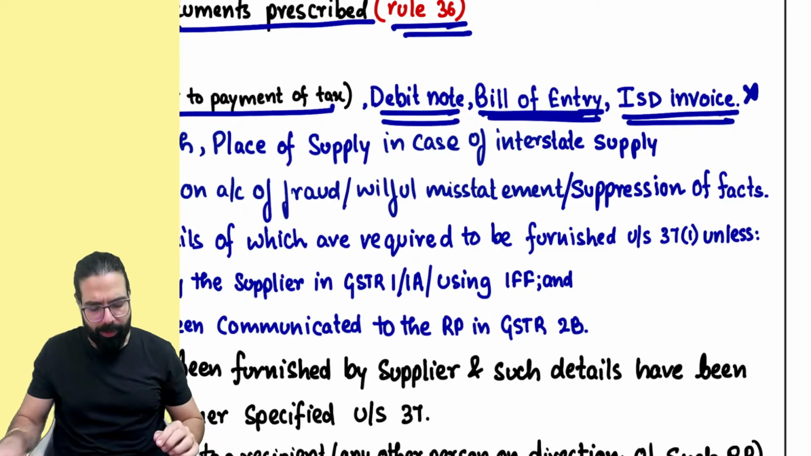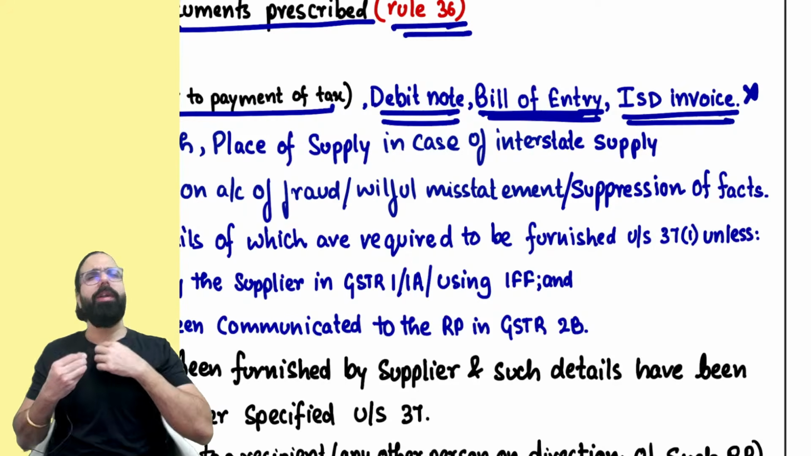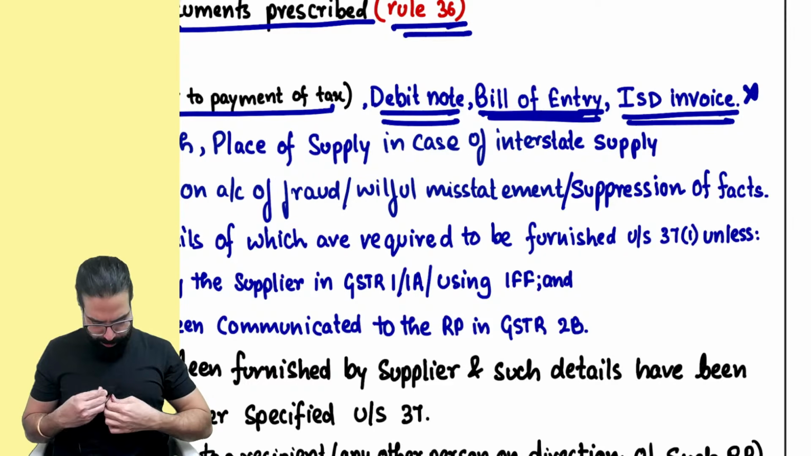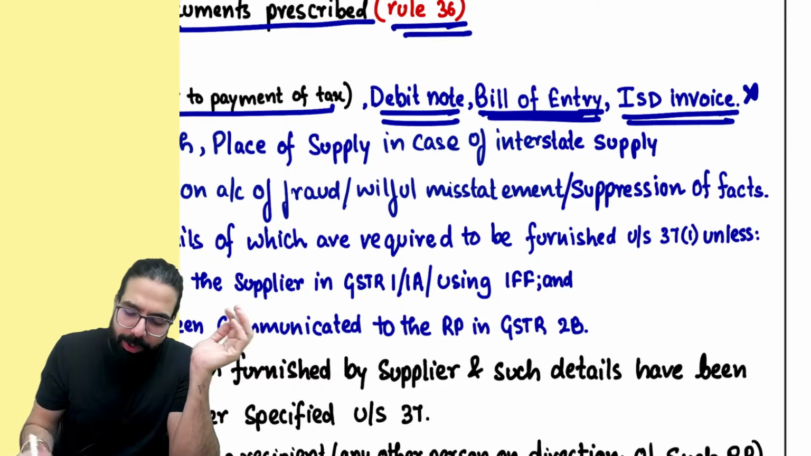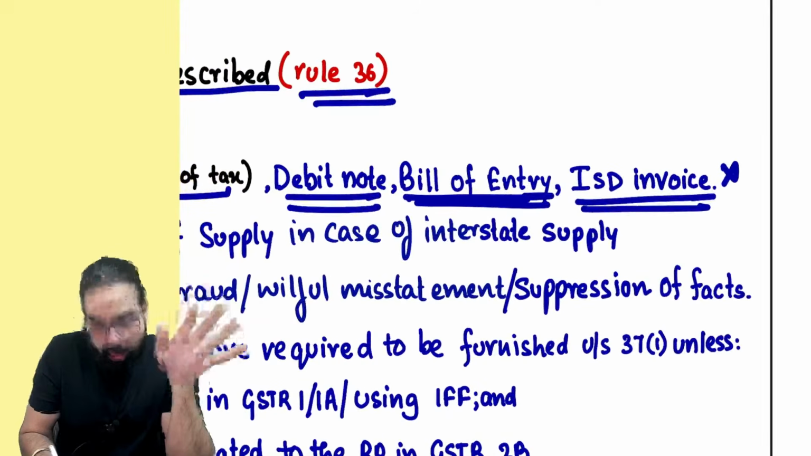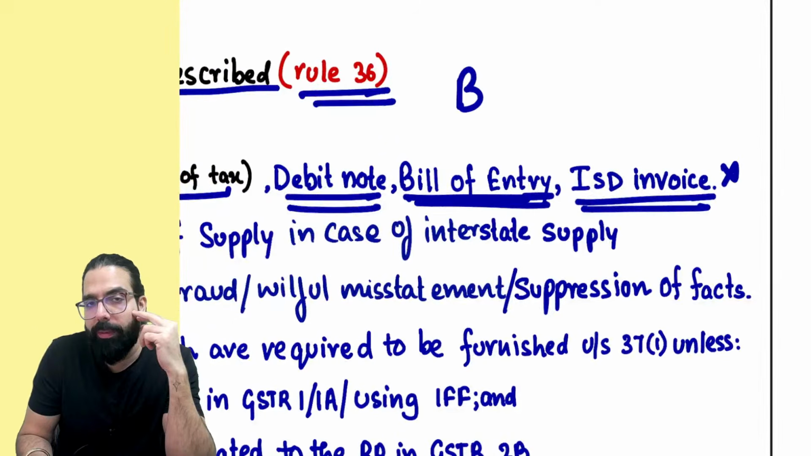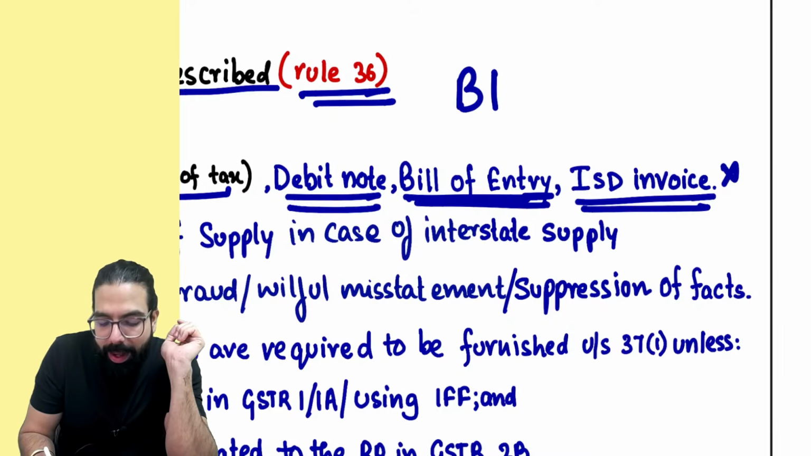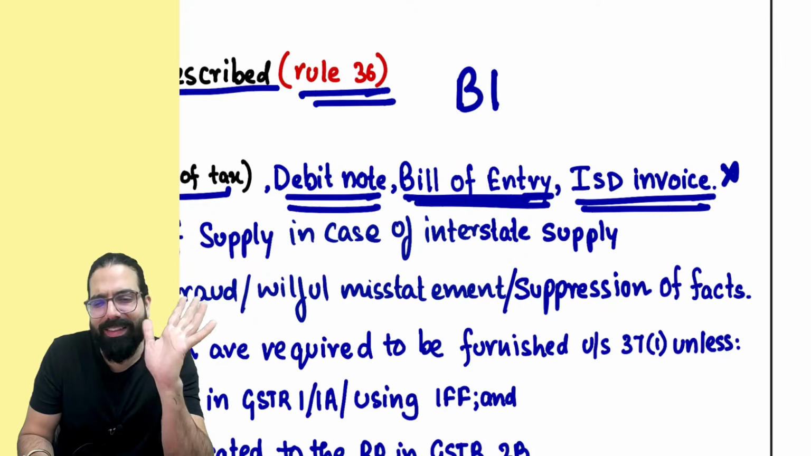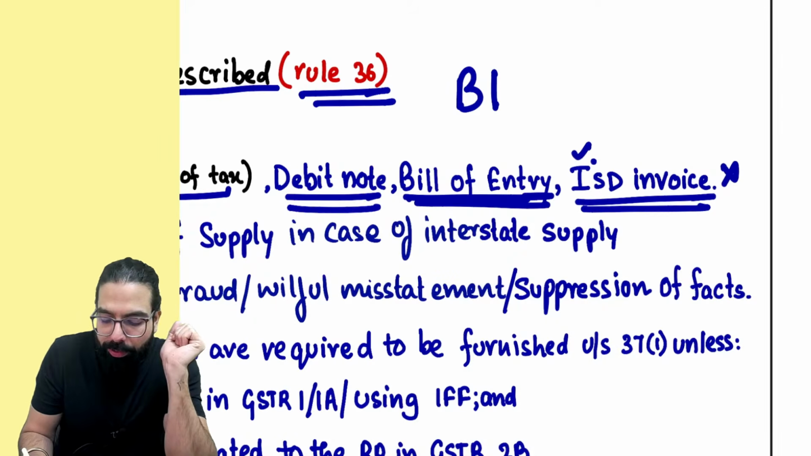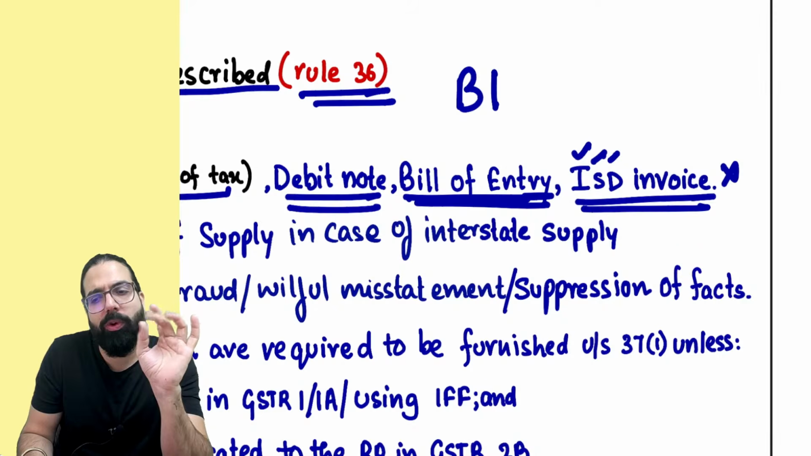Is my point clear to all of you? Please tell me, everyone. ISD invoice. Done, sir. Sir, can you please tell once again what are the documents required? Yes, you should remember bill of entry. If you have imported goods, bill of entry document is required to take the credit. ISD invoice, not required to remember, just for your knowledge purpose. ISD invoice is also required. ISD means input service distributor.